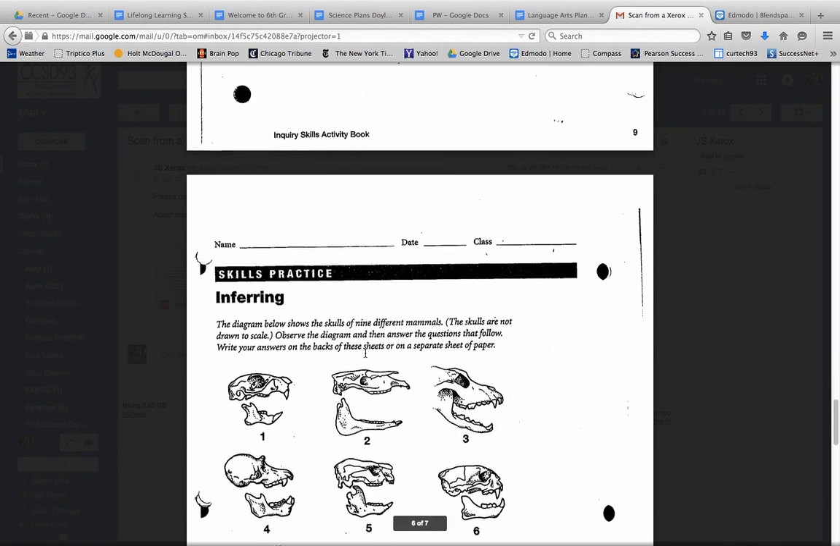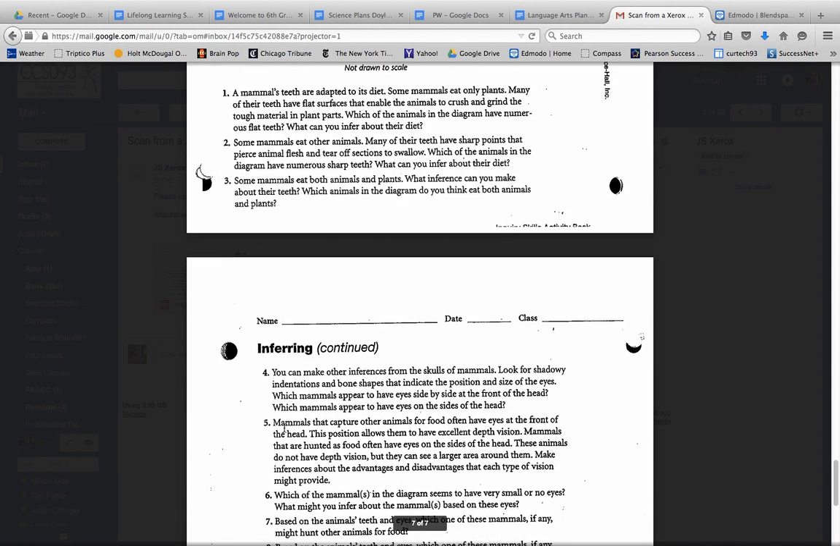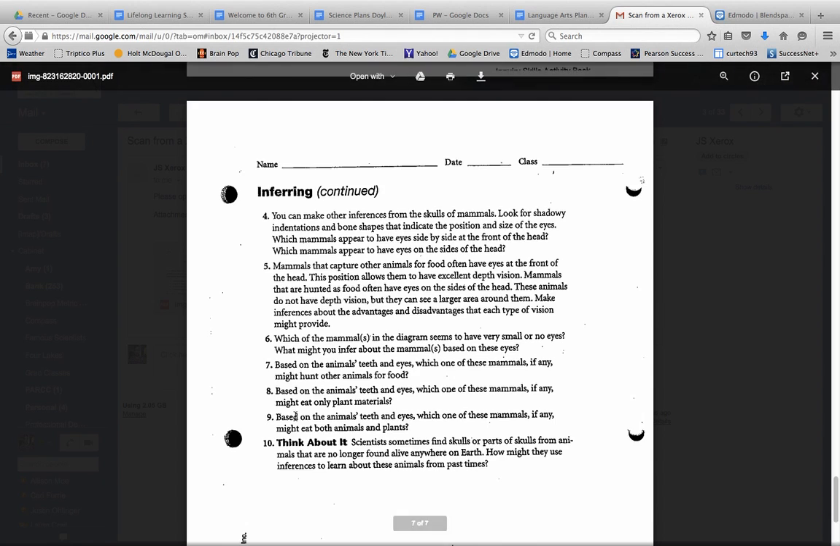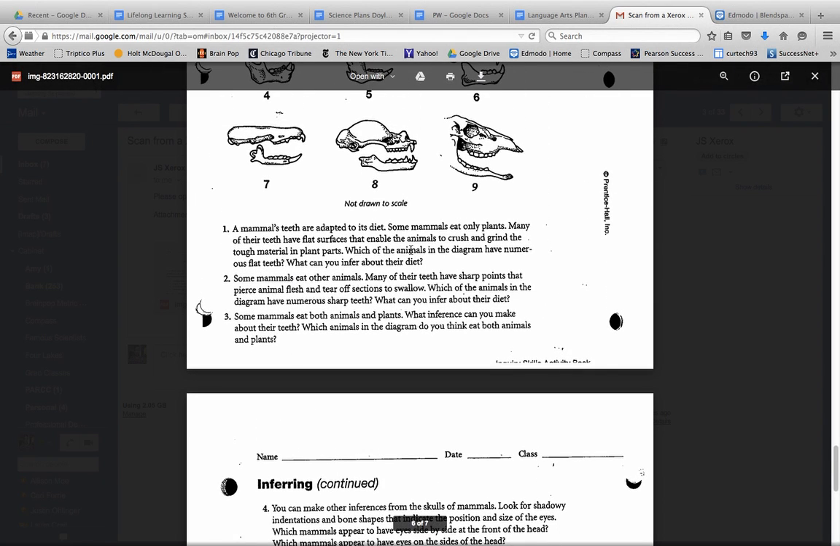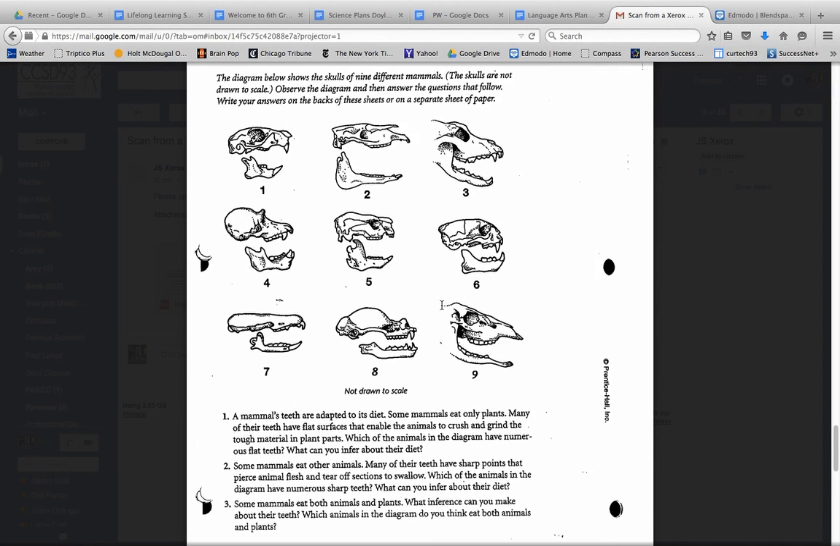Okay? And then the final inference activity is the skulls. So let me read the directions. It says the diagram below shows the skulls of 9 different mammals. The skulls are not drawn to scale. Observe the diagram and then answer the questions that follow. Write your answers on the back of this sheet or on a separate sheet of paper. Okay, so you're going to observe these 9 skulls and then answer these 10 questions. And you can answer them on a separate sheet of paper, or if you can write really small, you can fill in right there. Couple things about this.